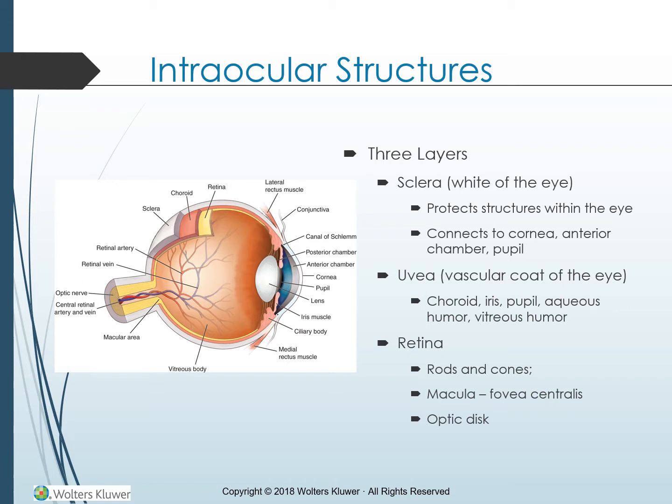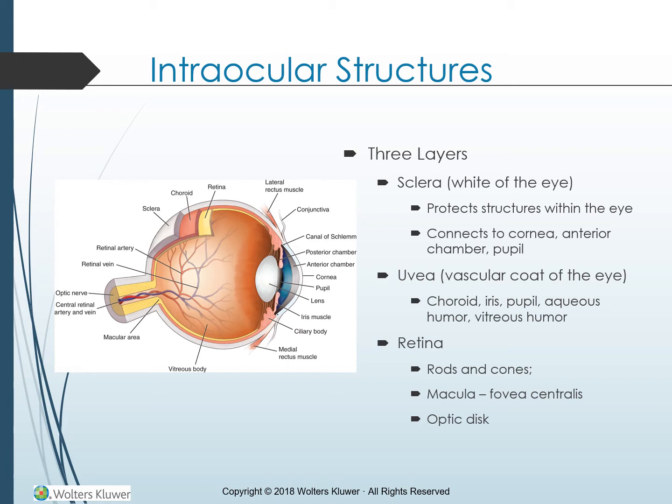The middle layer is the uvea, U-V-E-A, or vascular coat of the eye, located immediately under the sclera. The uvea includes the choroid, which contains blood vessels and darkly pigmented cells that prevent light from scattering inside the eye, and the iris, the highly vascular pigmented portion of the eye surrounding the pupil.